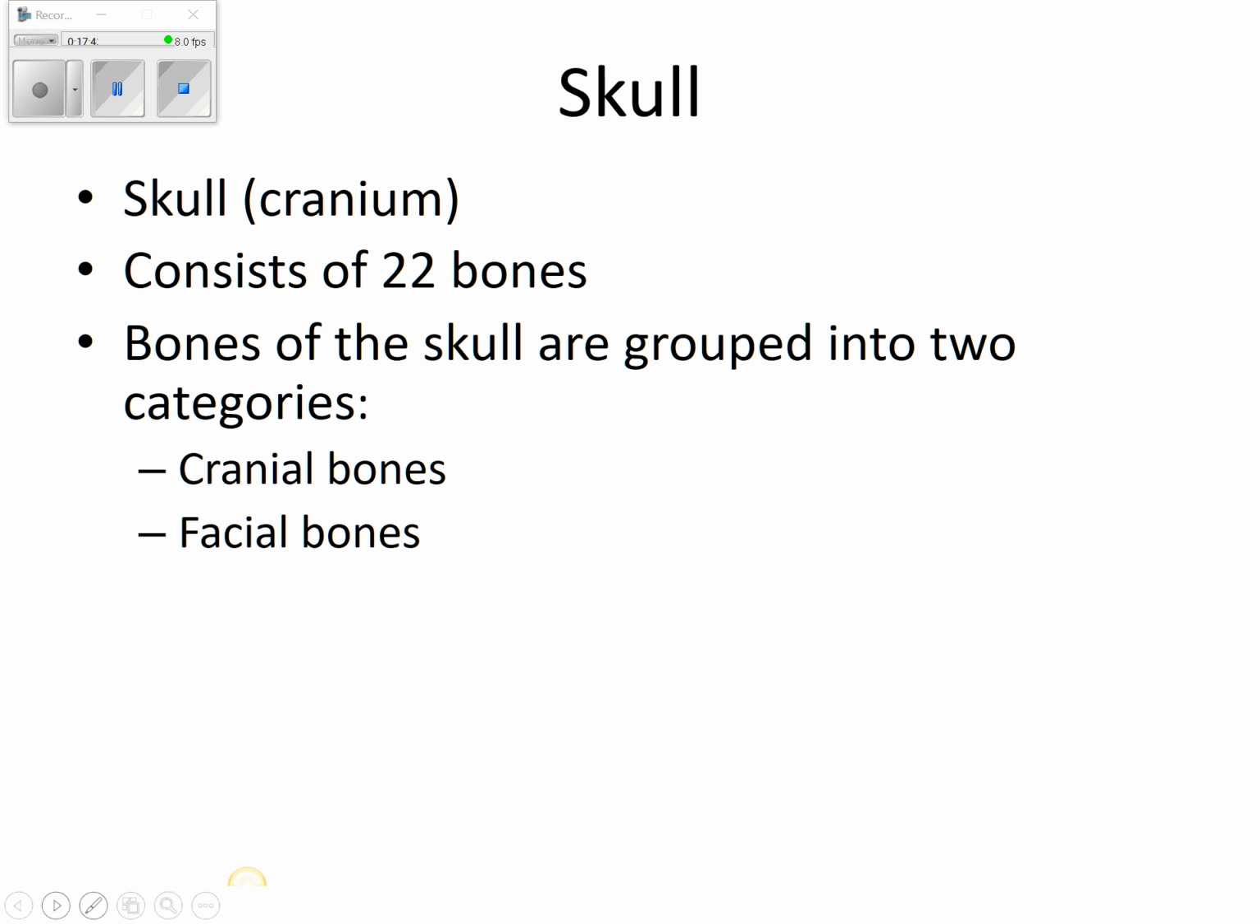So first, your skull, of course, is also known as your cranium, and consists of 22 bones. Bones of the skull are grouped into two categories, that's cranial and your facial bones. And if you remember back, you have 8 cranial bones and 14 facial bones.